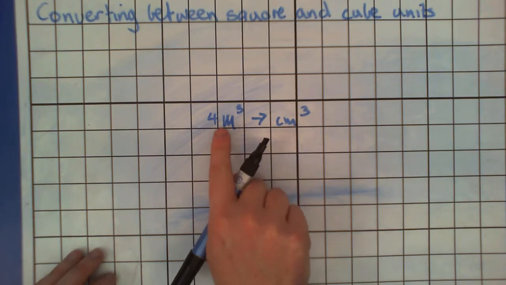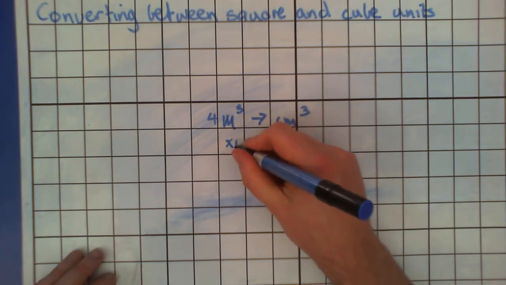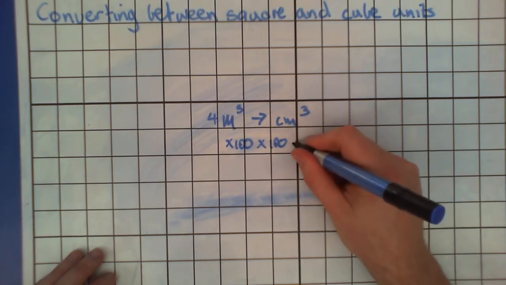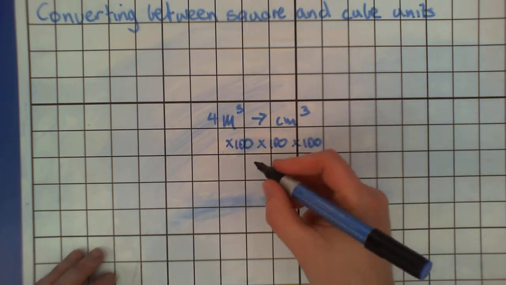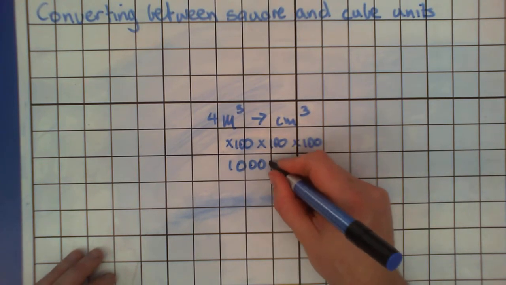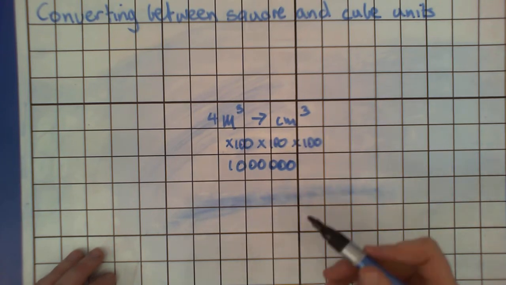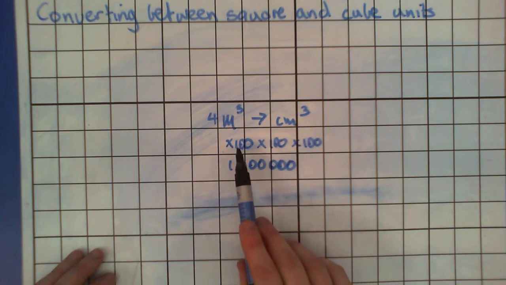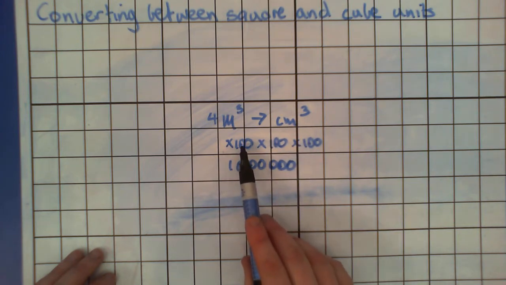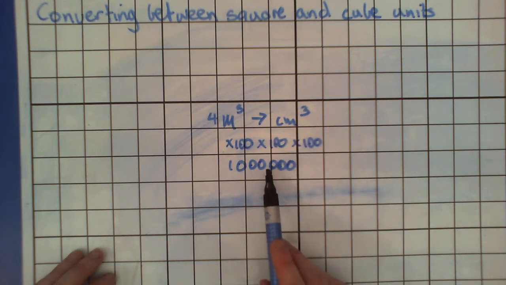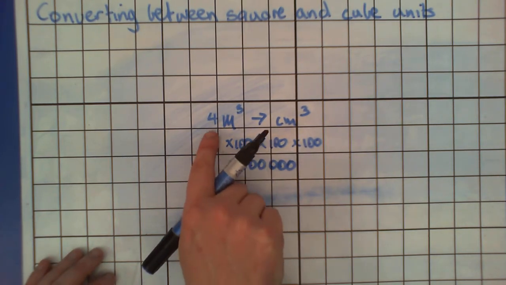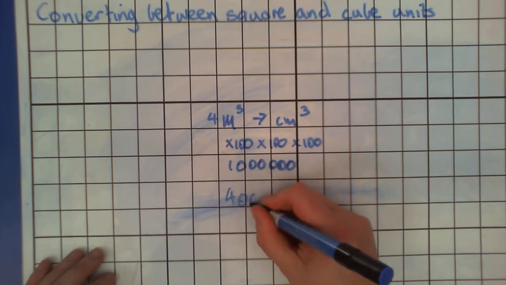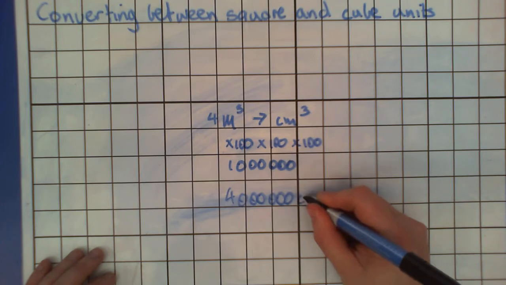To convert meters to centimeters, I need to times by 100 for the length, times by 100 for the width, times by 100 for the height. That's going to give us 1 million. I know that because 1 times 1 times 1 is 1, and now I've got 1, 2, 3, 4, 5, 6 zeros. So that's a million. So 4 meters cubed to centimeters cubed will be 4 times a million, which gives me 4 million centimeters cubed.